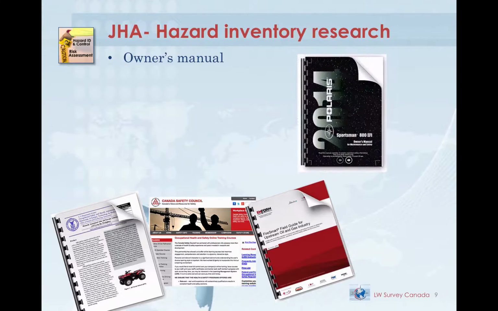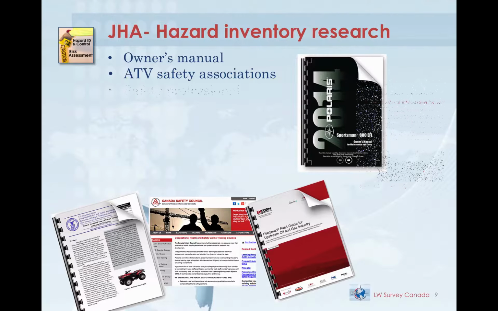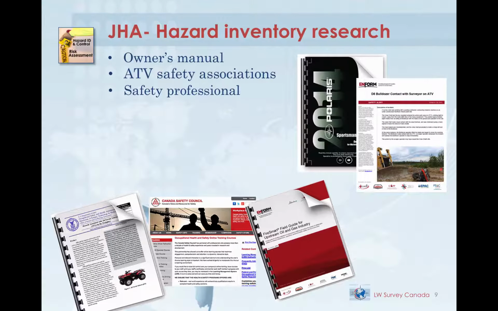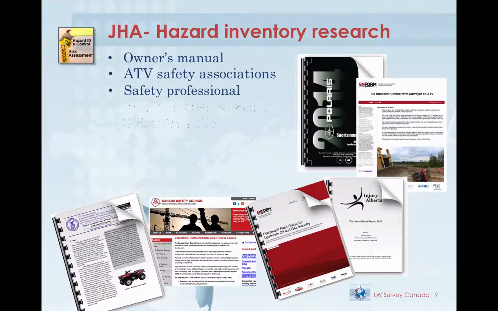Start with the owner's manual for the ATV. Not only will you find every hazard the manufacturer is currently aware of, you'll find links and references to safety associations. Next, ask your safety professional to provide you with incident records, information, and safety bulletins related to ATV use. Then check the Canadian Occupational Health and Safety websites and also the U.S. OSHA website. All have valuable ATV hazard and controls information.